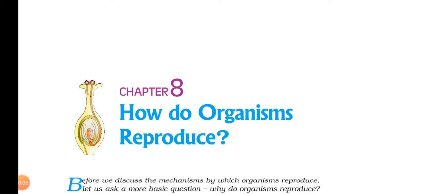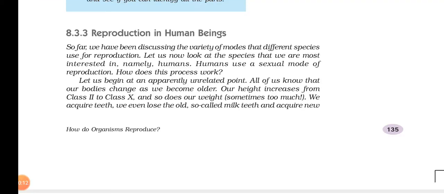So, we were studying chapter 8, how do organisms reproduce? In the previous classes, we have studied the importance of variation, the mechanism of copying of DNA, and the various types of reproduction that take place in single-celled organisms and also in multicellular organisms, like budding, fission, regeneration, fragmentation, etc. And also we have studied reproduction in plants. So today we are going to start another topic, that is reproduction in human beings.